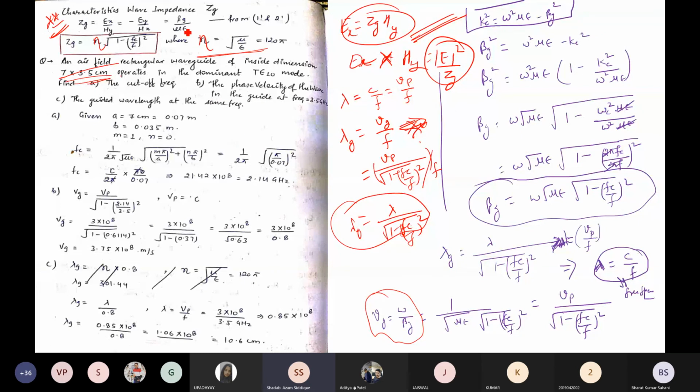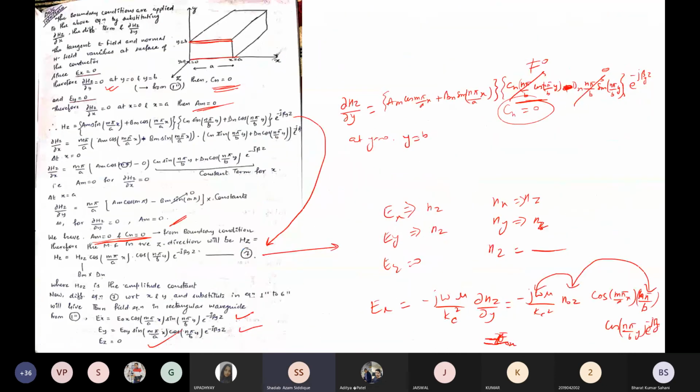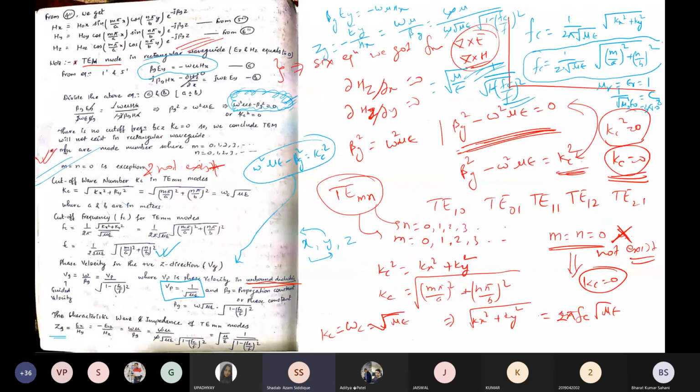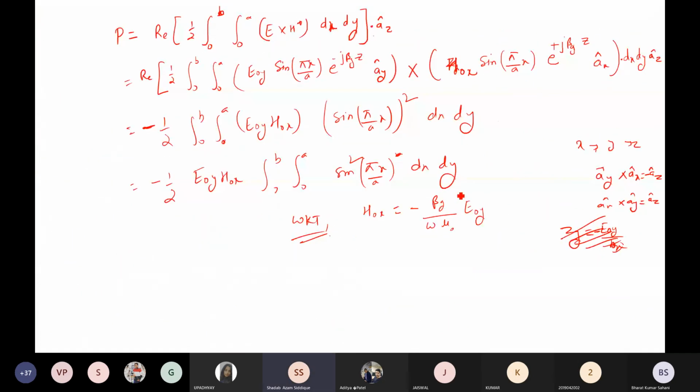See, we have this one, beta g by omega mu, omega epsilon. We have this one, omega epsilon, and previously if you want to check Ey upon Hx, but I'm talking about transverse electric, not transverse magnetic. So if you check the transverse electric, you will be able to understand. Yes, transverse electric. This is omega mu by beta g. Minus Ey upon Hx is equal to omega mu by beta g.